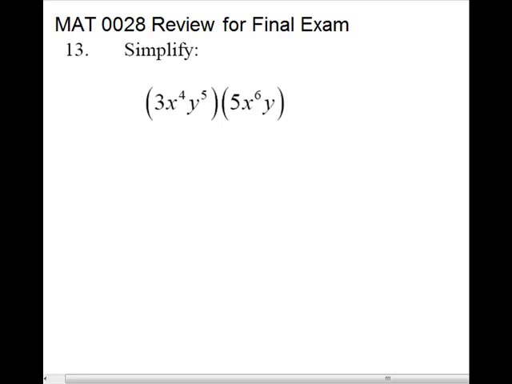Final exam review, starting with problem 13. In this part, we're going to be working on some exponent rules.